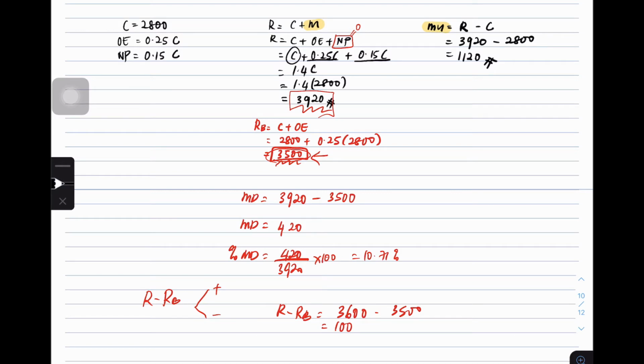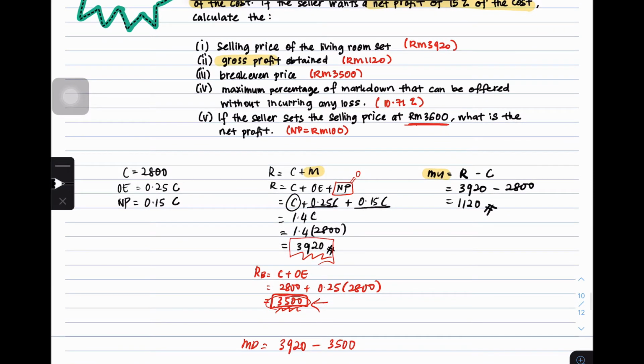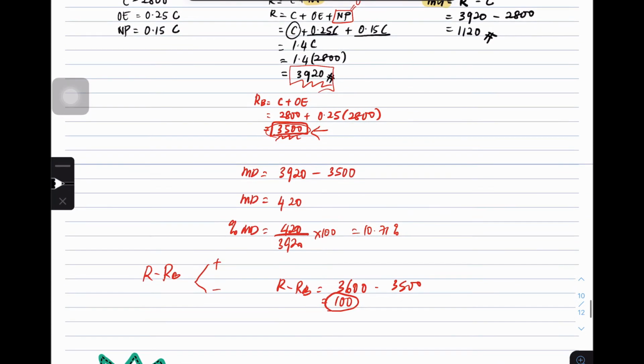So 100 is positive, means that profit. So how much is your profit? 100. Okay, so the question asks, what is the net profit? So net profit is equal to 100.